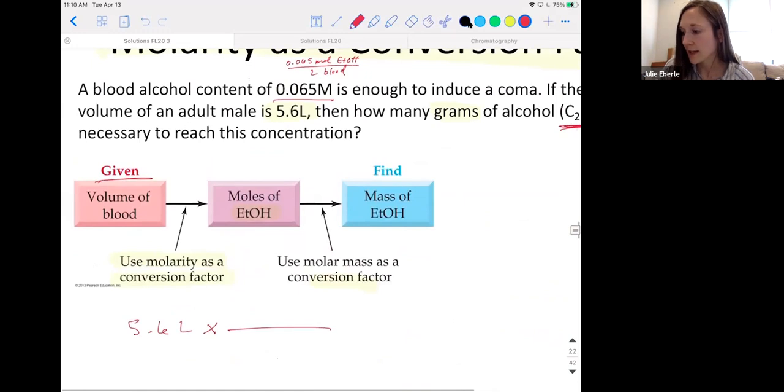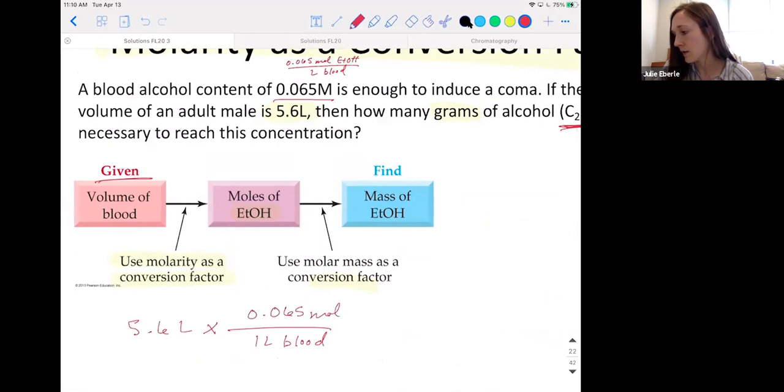So that's what we're going to plug in. We want liters to cancel. So for every 1 liter of blood, if you have 0.065 moles of ethanol, you are in danger.